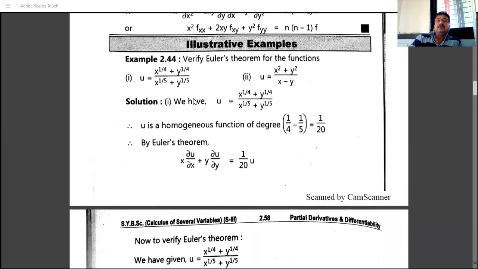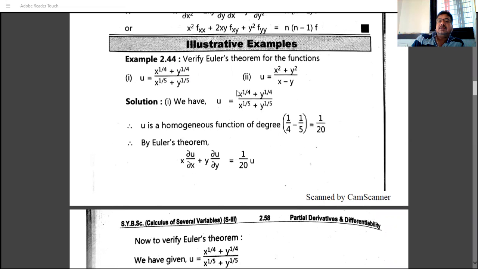Examples on Euler's theorem. Verify Euler's theorem for the function u, which is this function, and in the second example u is this function. Obviously, these functions are homogeneous functions, both u in the first example and in the second example. So observe the degree of this homogeneous function. So u is a homogeneous function of degree.